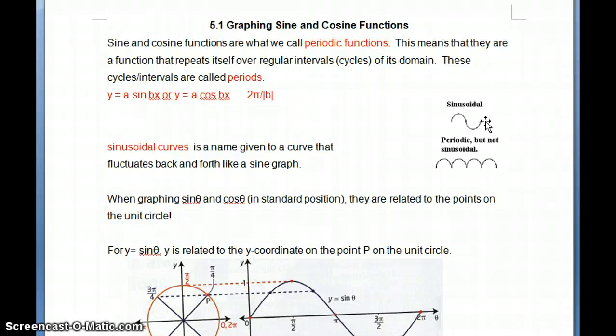There's also an example below in this picture. It could be periodic, but that one is not sinusoidal because it does not follow the motions of what a sine graph would do. Yes, this little bump goes up, but then it repeats that pattern. It would need to fall down into a wave-like pattern in order to be sinusoidal. So this example here is periodic but not sinusoidal.